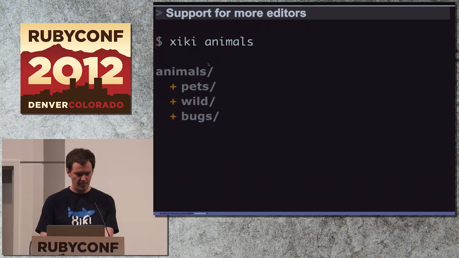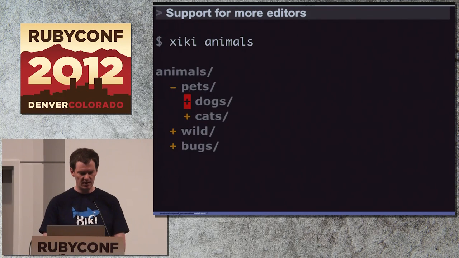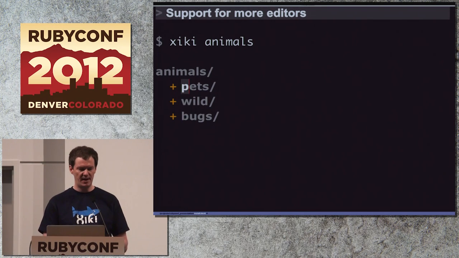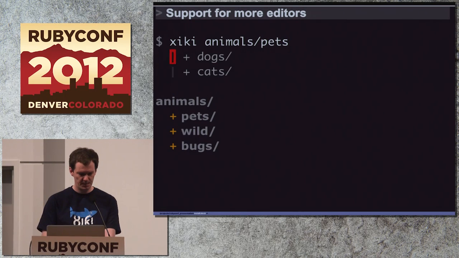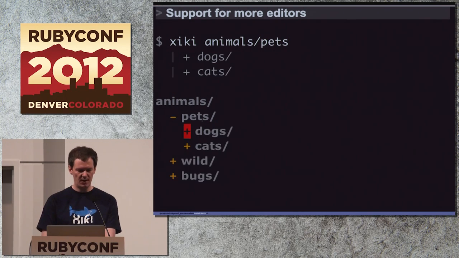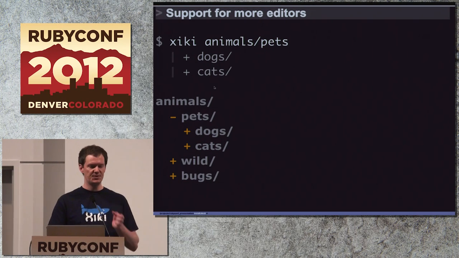On the second level, you just climb the tree, because when the user is clicking on pets, it's really animals/pets, right? Just kind of like a file directory. So you pass animals/pets to the Xiki command, and then you grab the output and you insert it underneath. So if you know how to extend your editor, it's not tough to get basic Xiki support.